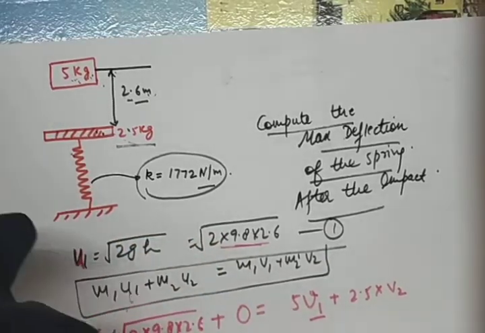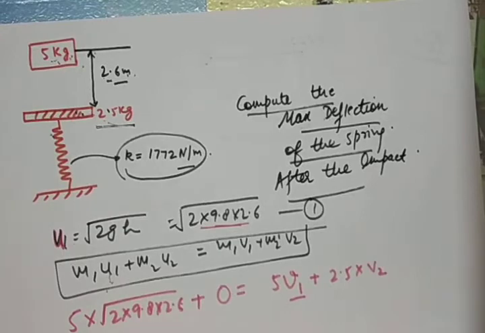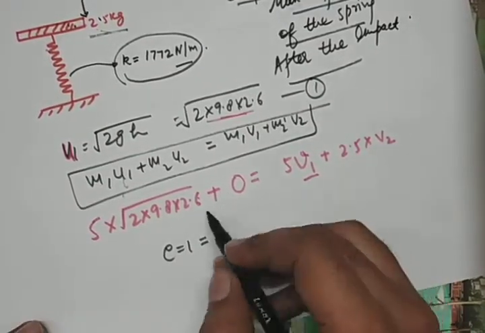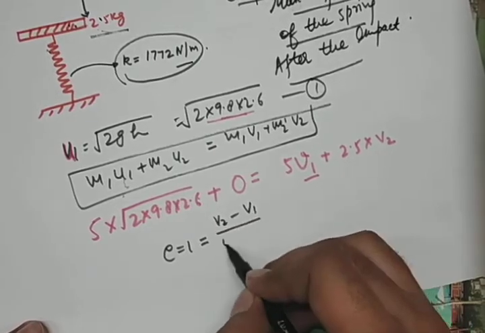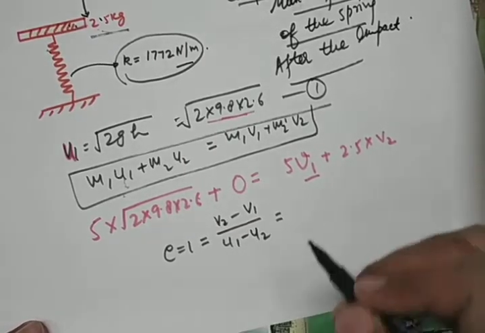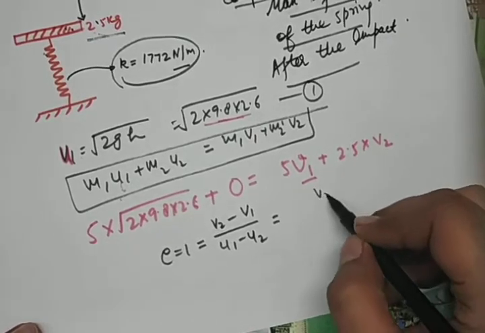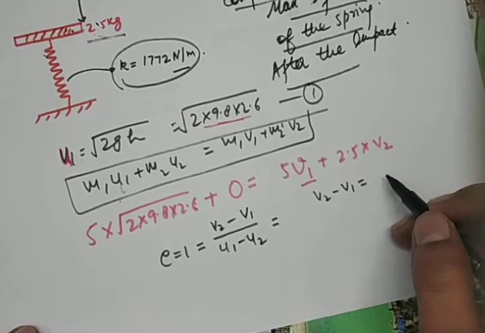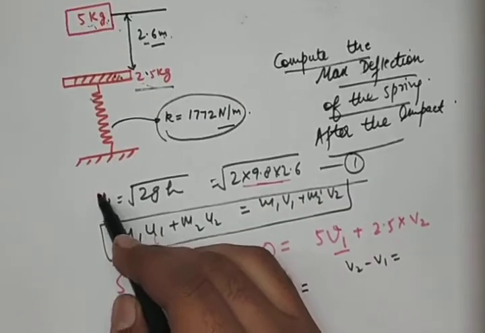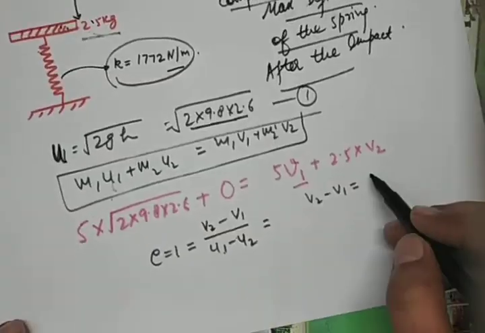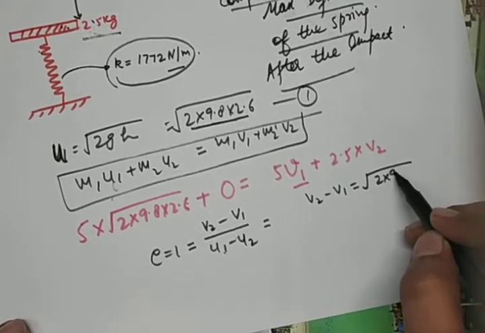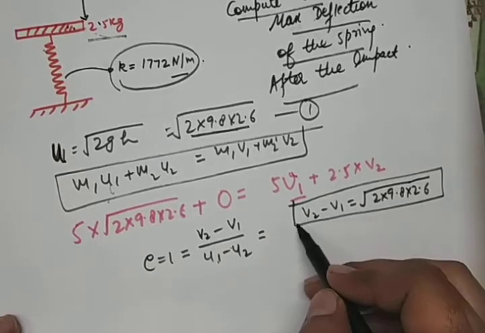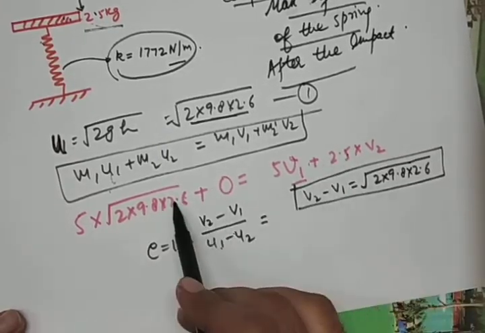So when the coefficient of restitution is 1, or the collision is perfectly elastic, then e equals 1, and e equals v2 minus v1 upon u1 minus u2. So from here v2 minus v1 equals 1 times u1 minus u2. And what is u1? u1 is this. This is u1, so this is under root 2 into 9.6 into 2.6. You can calculate this value. So this is equation number 1 and this is equation number 2.